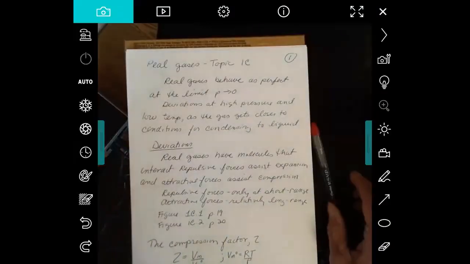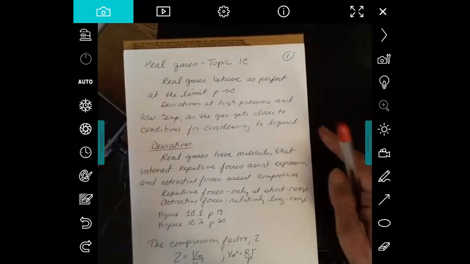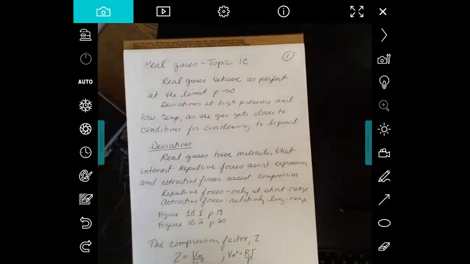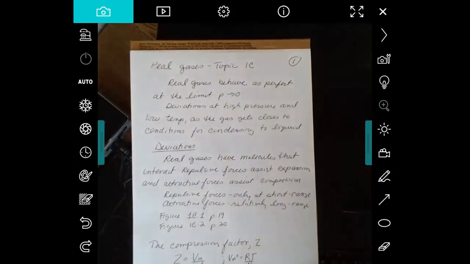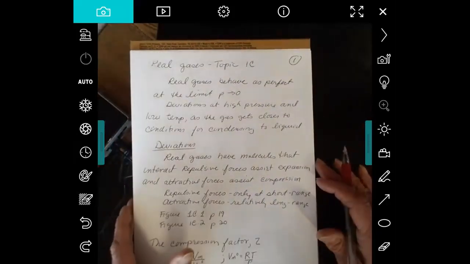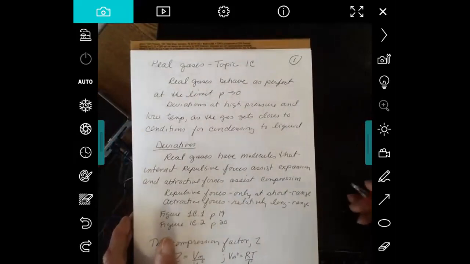Okay, so we're going to talk about the last section of Focus 1, which is topic 1C, on just thinking about what's the difference between a real gas and a perfect gas. So, I'm sharing my screen. Real gases behave as perfect gases as the limit of pressure goes to 0.